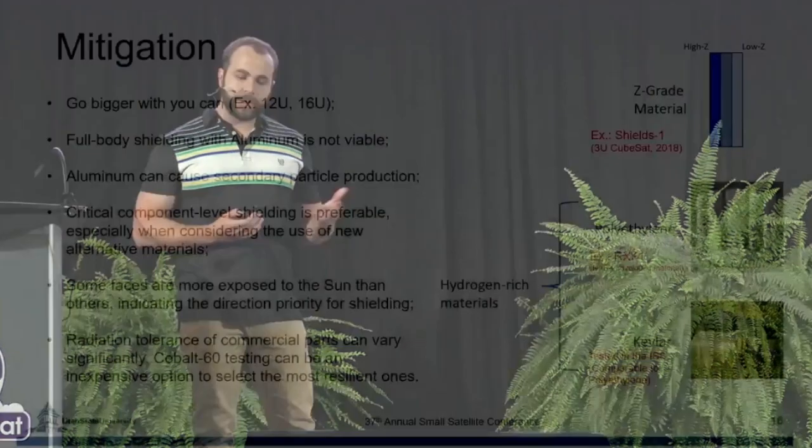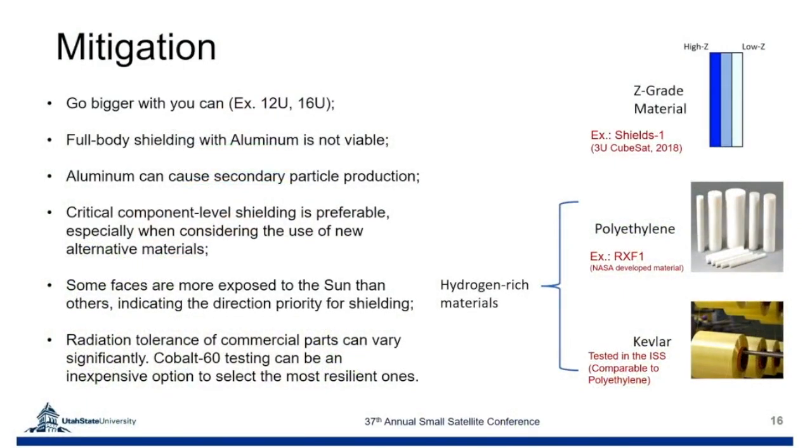Here I'm showing the Z-graded materials used on the SHIELDS-1 CubeSat launched in 2018. And also hydrogen-rich materials that help to slow down those high-energy particles coming from GCRs and strong SPEs, like polyethylene, plastic, and Kevlar. Applying those types of materials, trying to encase some sensitive chips like memory or microprocessors, can be an answer to increase our resilience and our survivability there.